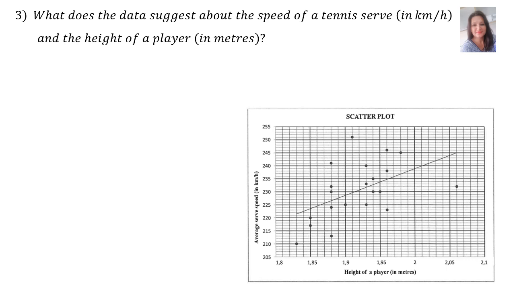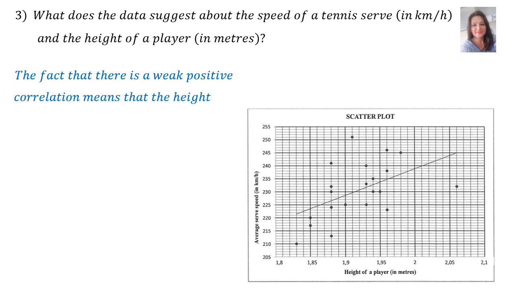Question 3. What does the data suggest about the speed of a tennis serve in kilometers per hour and the height of a player in meters? Now, the fact that there is a weak positive correlation means that the height could have an influence.